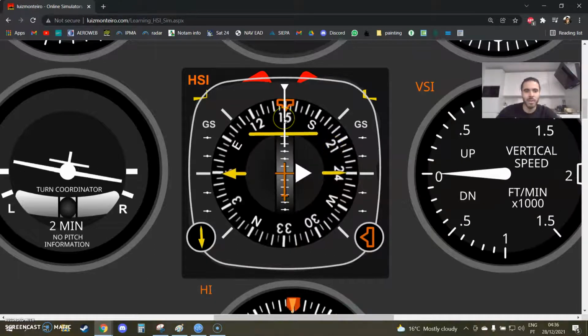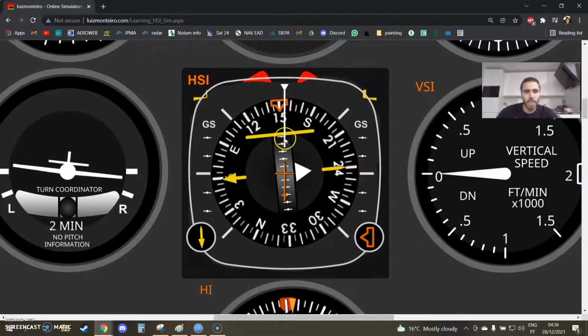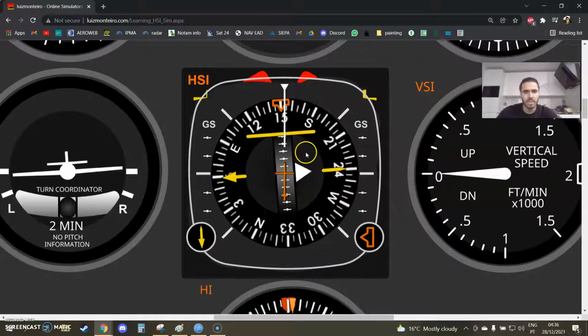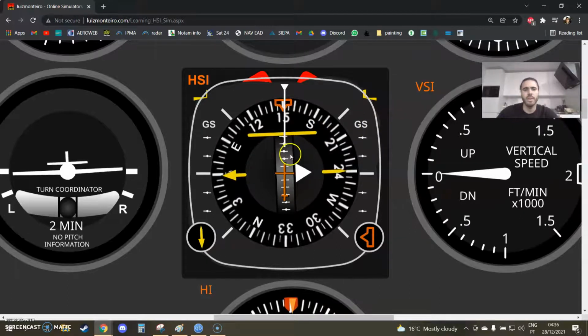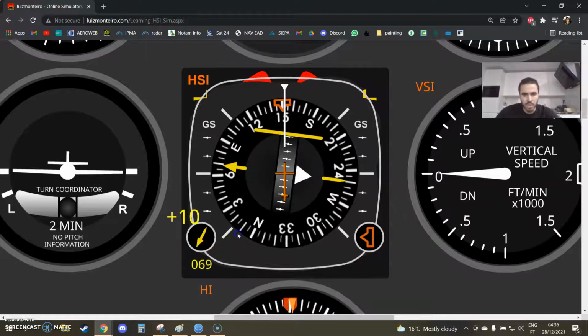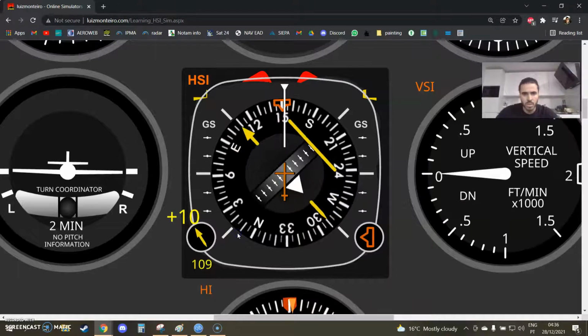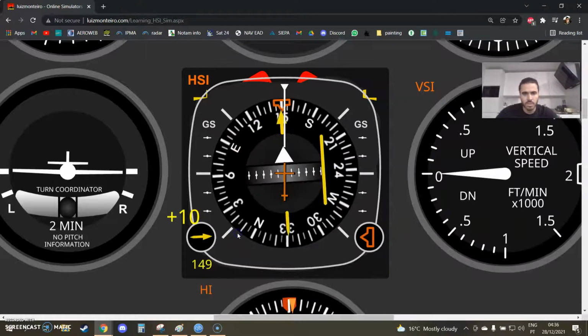Yeah. Well, so now we are intercepting. Oh, why is this happening? Sorry, guys, technical problems. I think it's delays because of recording this. Basically, now I'm intercepting radial 060 with a 90-degree angle of interception, and I'm going to be there in a bit. Let me check how many radials we are apart.